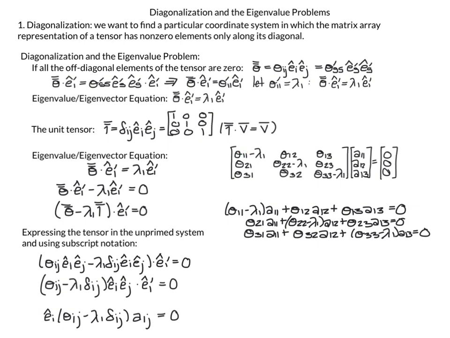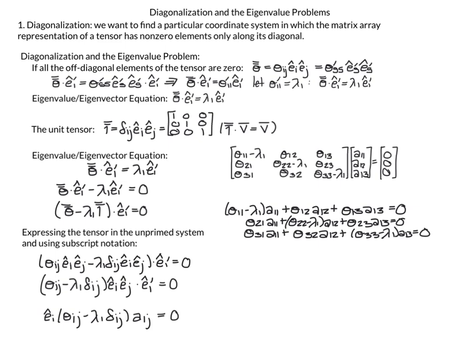So it's sigma 1, 1 minus lambda 1 times a 1, 1, plus sigma 1, 2 times a 1, 2, plus sigma 1, 3 times a 1, 3, equals 0. That's the first equation. Then you have this times this, so you have sigma 2, 1 times a 1, 1, plus sigma 2, 2 minus lambda 1 times a 1, 2, plus sigma 2, 3 times a 1, 3, equals 0. And then you have your last equation: sigma 3, 1 times a 1, 1, plus sigma 3, 2 times a 1, 2, plus sigma 3, 3 minus lambda 1 times a 1, 3, equals 0.